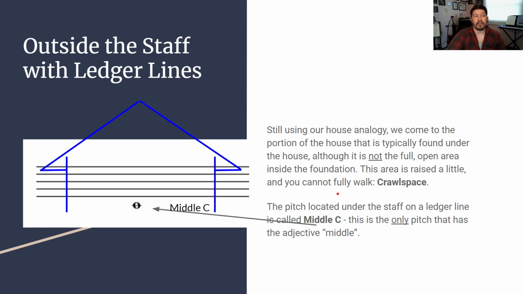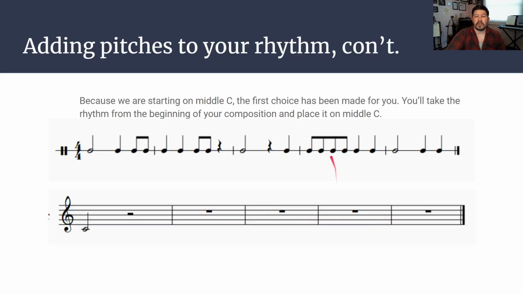Now that we kind of remember all those different notes, let's take a look at adding the pitches to our rhythm. Now this is going to look almost identical to what you worked on last time. However, it's meant to help you and remind you what we're doing before you watch the actual process that I'm working out with you in the second YouTube video here. So it says right here, because we're starting on middle C, which is one of the rules that you will see in just a moment here, the first choice has been made for you.